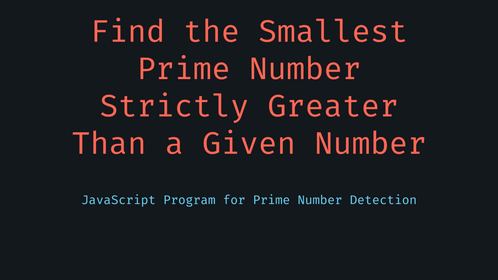In this session, we'll solve the problem where we find the smallest prime number strictly greater than a given number. This program combines loops and prime number detection, which are great for understanding modular arithmetic and efficient number checking techniques. Let's dive in.